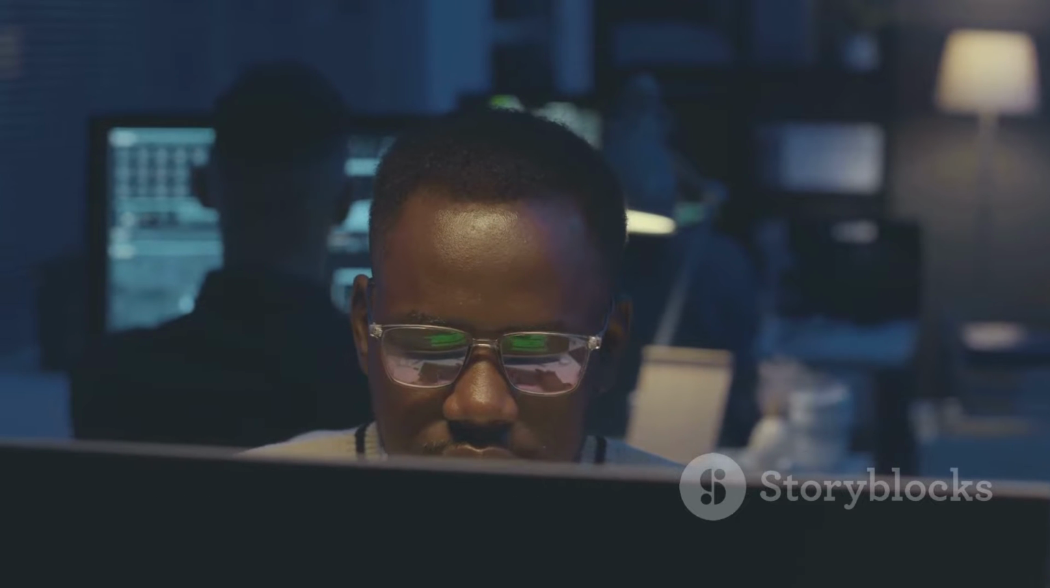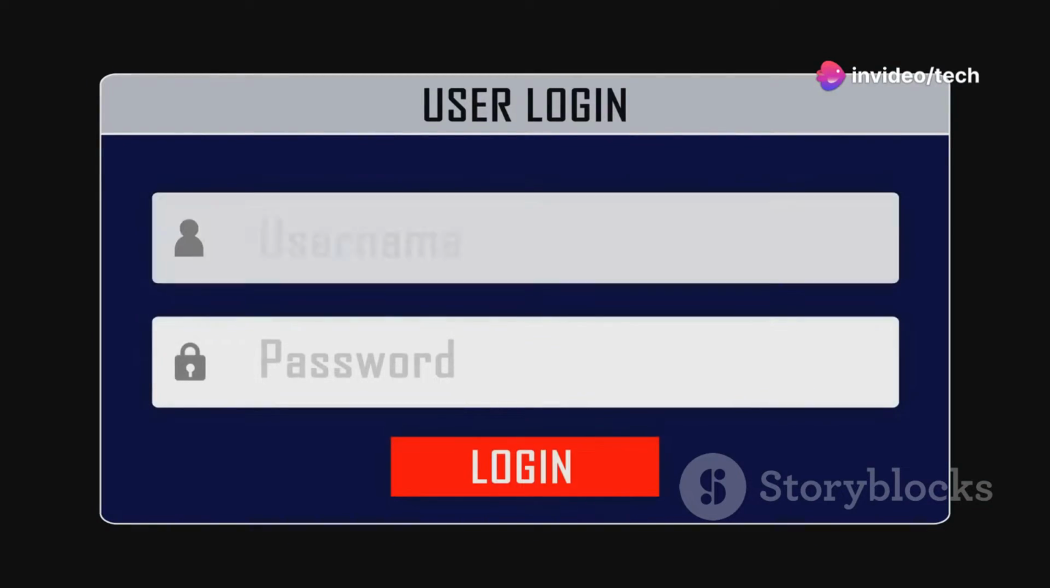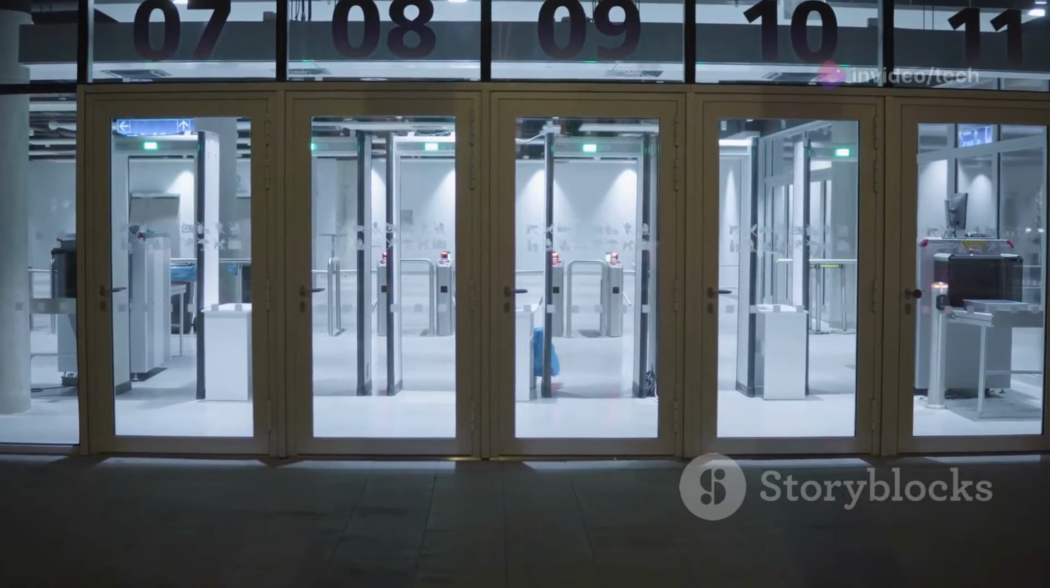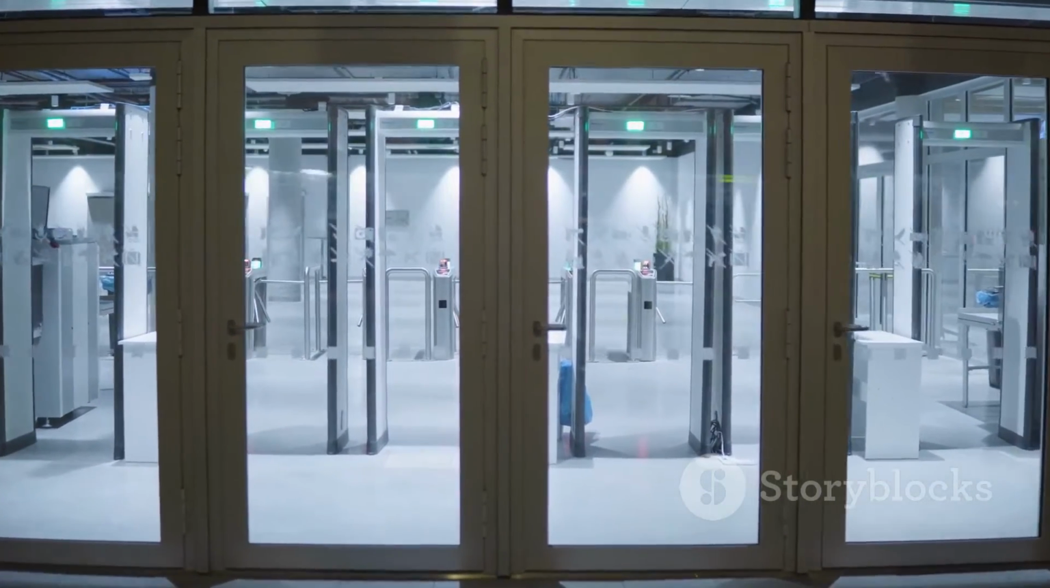Access control is a fundamental security principle. It ensures that users can only access data and functionalities they're authorized to use. Think of it as a security checkpoint that verifies if a person has the right permissions before granting access.